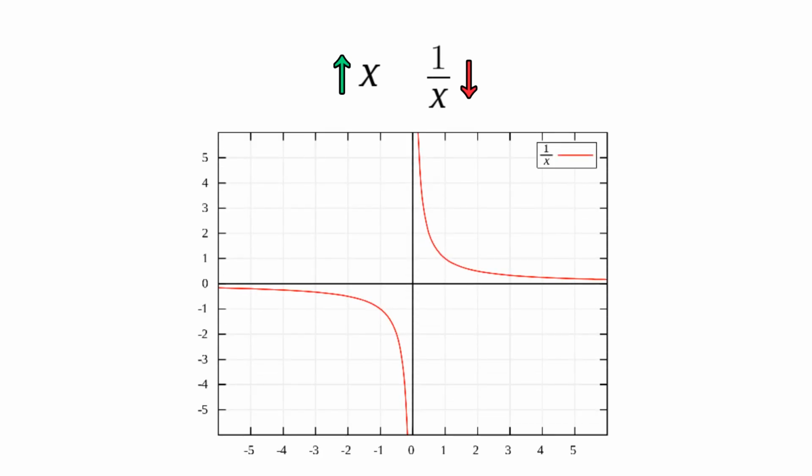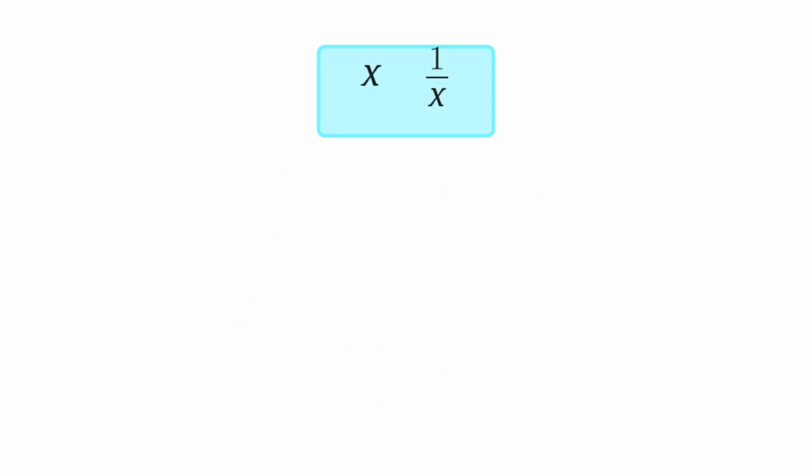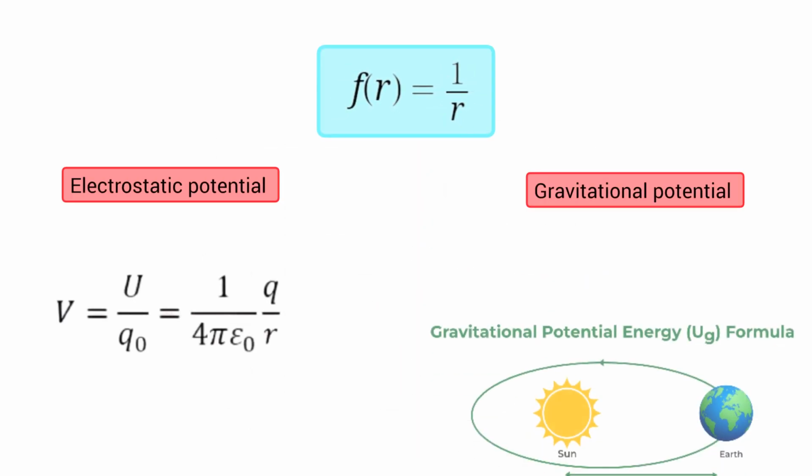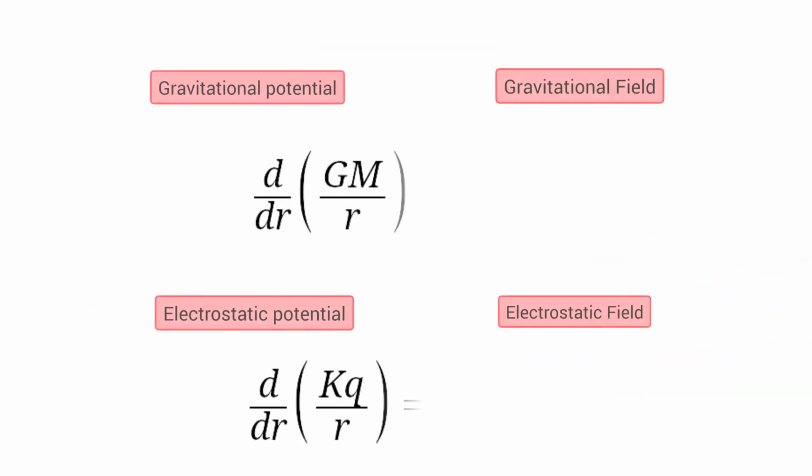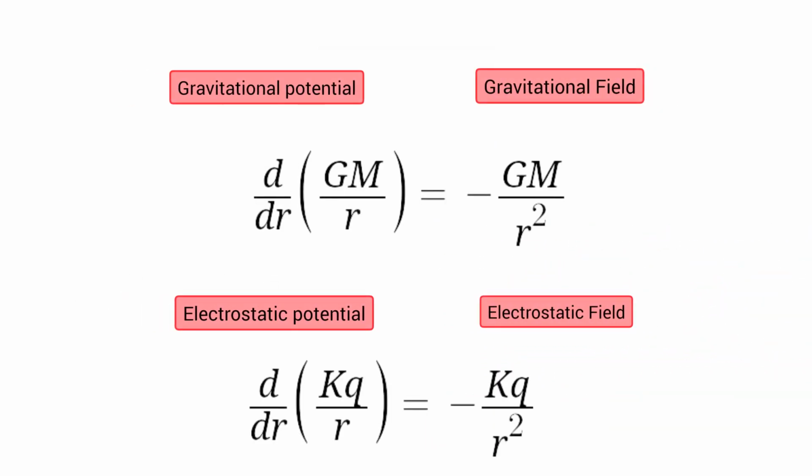If we plot the values of this function for all values of x, then we get a graph like this. This is a very important function because many important physical quantities like electrostatic potential and gravitational potential behave in this way, and the derivatives of these potentials are the respective fields. So it becomes very important to understand the relationship between the 1 over x function and its derivative.